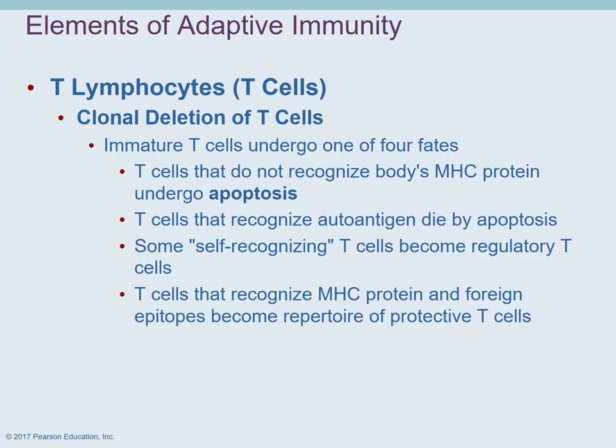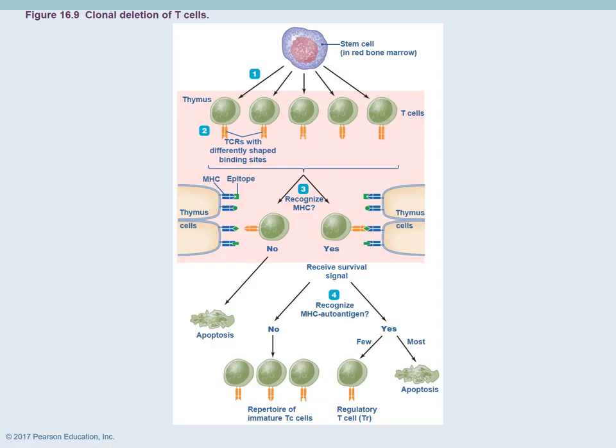So your immature T cells, initially, those that cannot recognize that MHC complex, are going to undergo apoptosis, which is basically self-suicide. They will die. T cells that recognize antigens on you are going to die. There are some T cells that will become the regulatory ones, and then others that are able to recognize MHC proteins are going to become involved in further maturing into helper and cytotoxic ones.